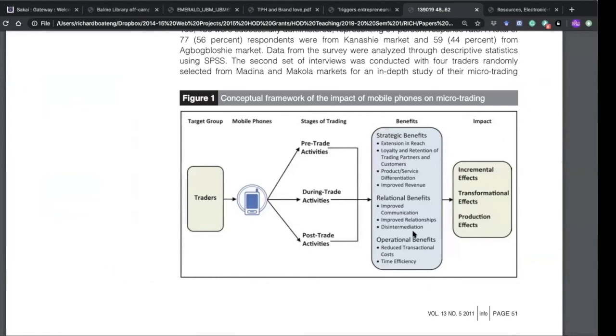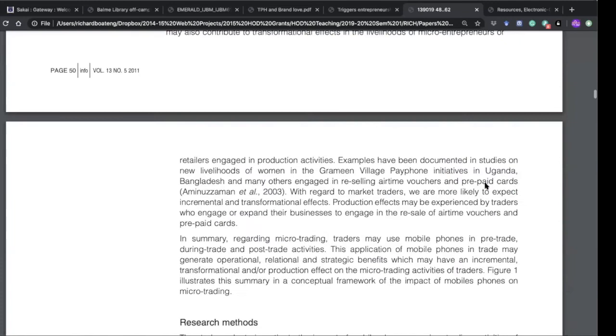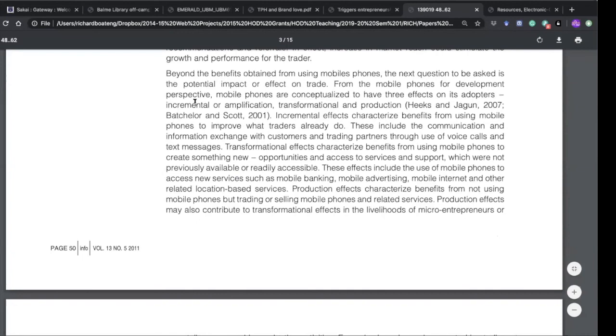If I was studying impact alone, I use incremental, transformational, production. If you read what it says here: from the mobiles for development perspective, mobiles have been conceptualized to have three effects: incremental, transformational, and production. That is all from these two papers, and he's using it. So here I'm using a model-based approach to explain.